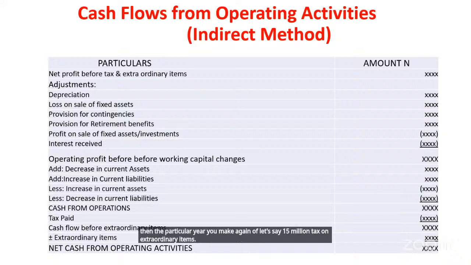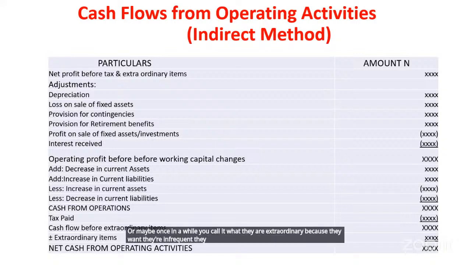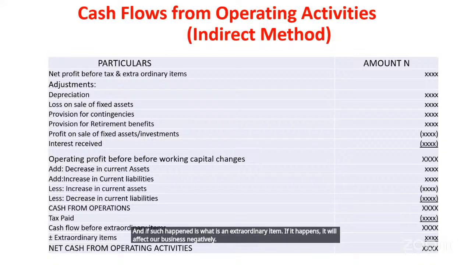And this is because it is unusual. If that transaction occurs only once in a while, you call it extraordinary, because it is infrequent. For example, a natural disaster is also an extraordinary item. It is uncommon in that region. Let's say in Nigeria, we don't have cases of earthquake. They are uncommon. And if such happens, it is an extraordinary item. If it happens, it will affect our business negatively.